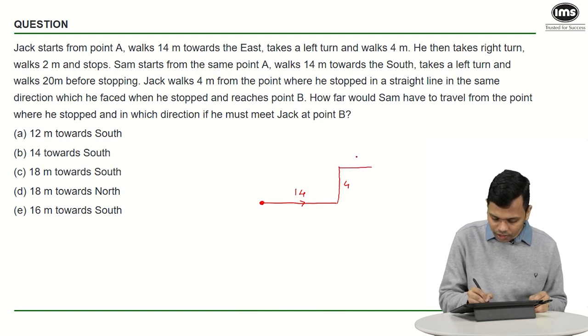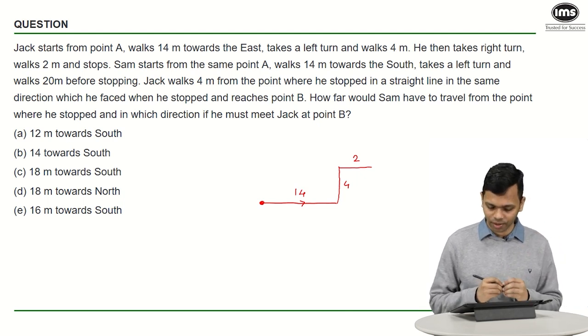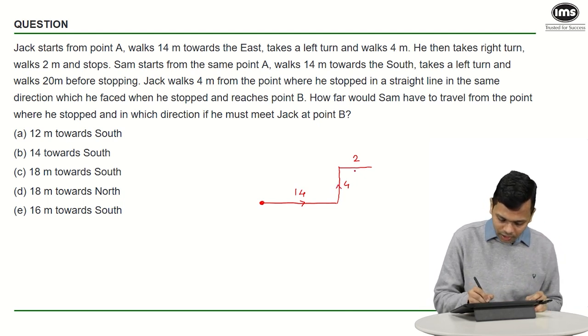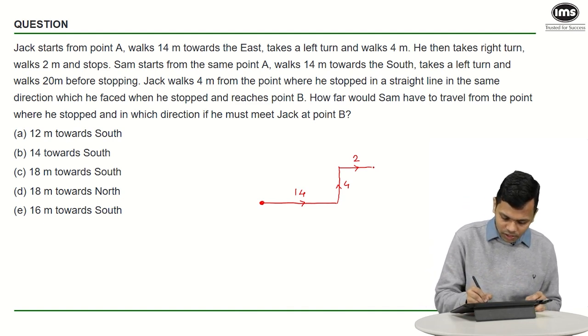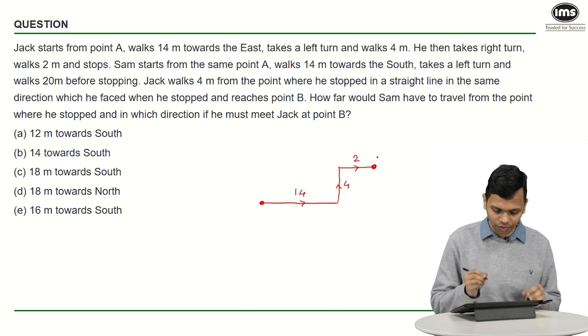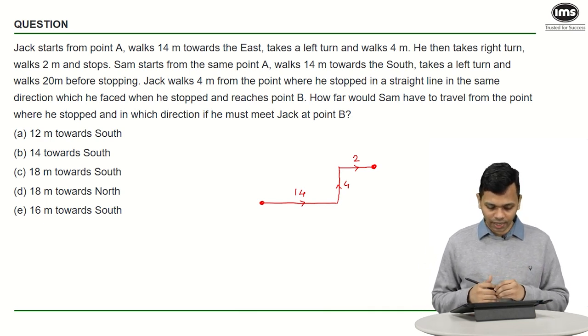So when I am drawing this 2, it has to be slightly less than the 4 that I had drawn previously. So this was the path that our friend Jack has followed and then he stops. So this is the point where Jack is at this point of time. Then you have Sam who starts from the same point A, walks 14 meters towards the south, takes a left turn and walks 20 meters before stopping.